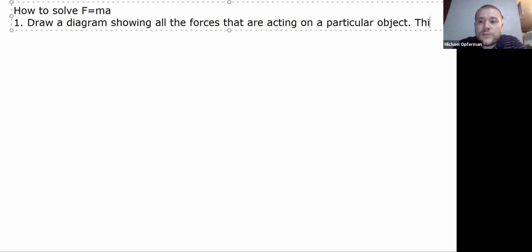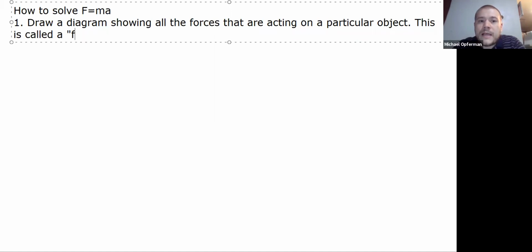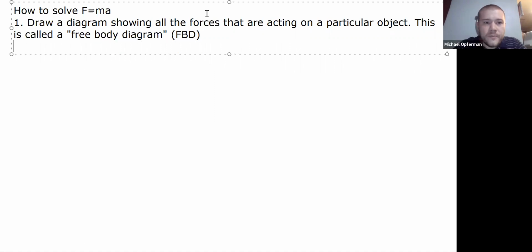This is referred to as a free body diagram. So that's the name we'll commonly be using. Sometimes people abbreviate it as FBD, free body diagram. Okay, we'll come back to how to draw a free body diagram momentarily.